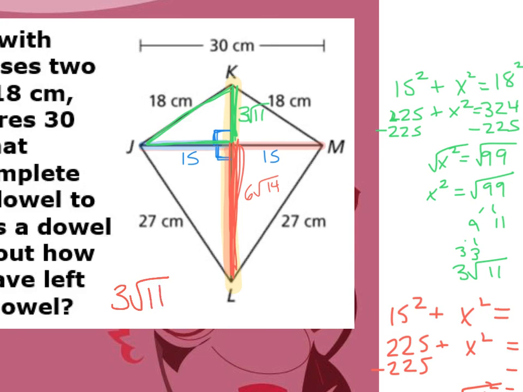3 square root 11 plus 6 square root 14. We can't combine those. So this is our answer, because it's asking us for KL, the whole line. We found that this part of it is 3 square root 11, and this part of it is 6 square root 14, so we just add those two together. That's the answer, because we can't combine 3 square root 11 and 6 square root 14, so we leave it like that.